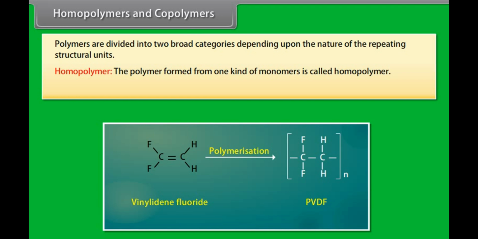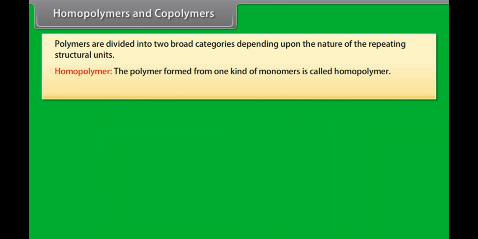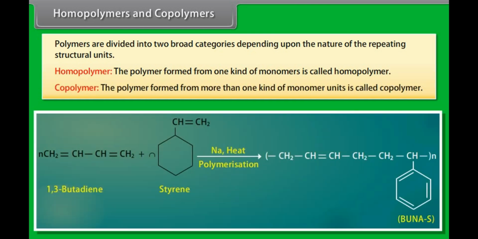Homopolymer. The polymer formed from one kind of monomer is called a homopolymer. For example, PVDF is formed from vinylidene fluoride. Copolymer. The polymer formed from more than one kind of monomer units is called a copolymer. For example, Buna-S rubber is formed by 1,3-butadiene and styrene.